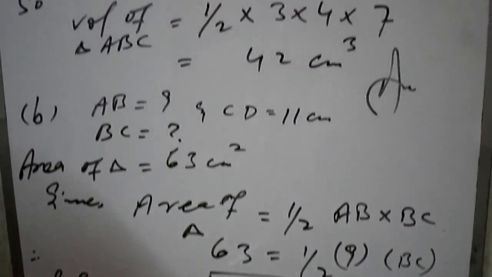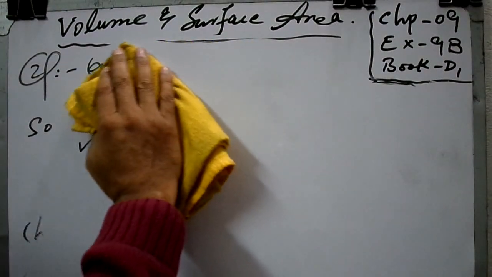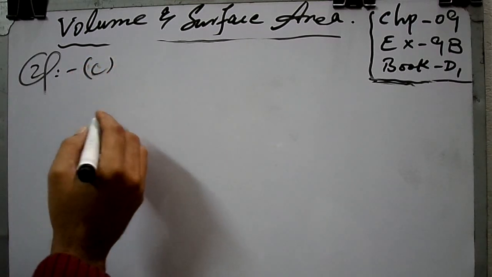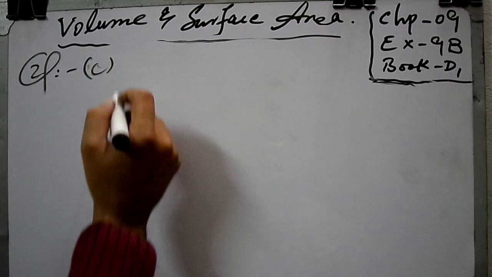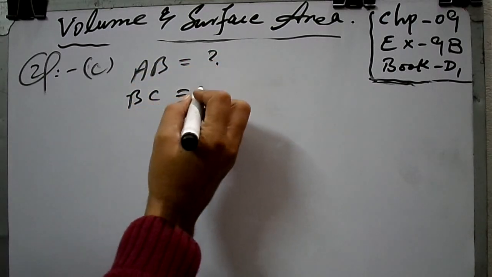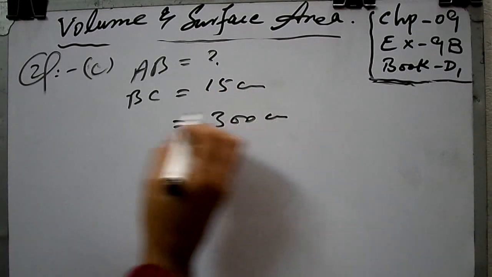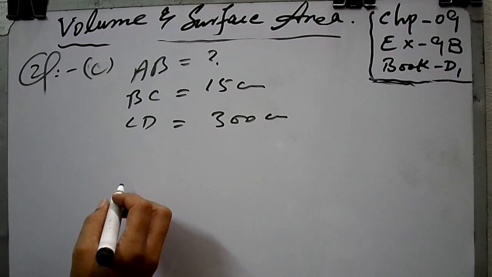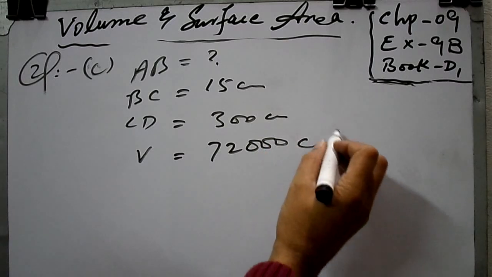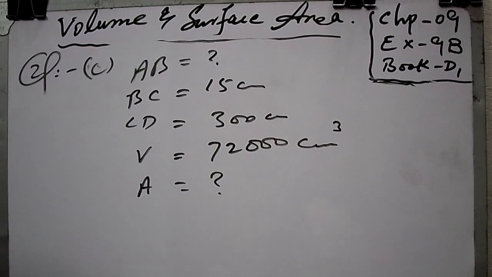Similarly, coming to the next part, that is your C part. In C part, you have been asked to find the value of AB, while BC is given to you as 15 centimeters, CD is 300 centimeters, and volume is equal to 7200 centimeter cube, and we have to find the area. So this is the given data.